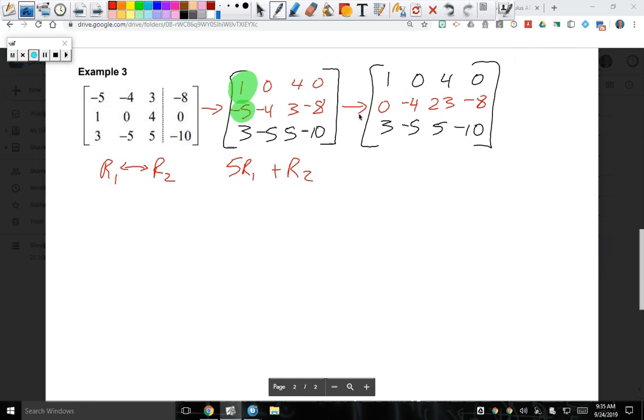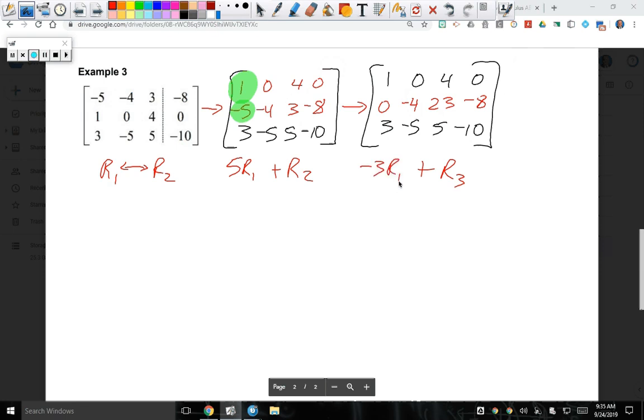All right. We want to change 3 to 0. So I'm going to add something to row 3. What is it? A negative 3, row 1.